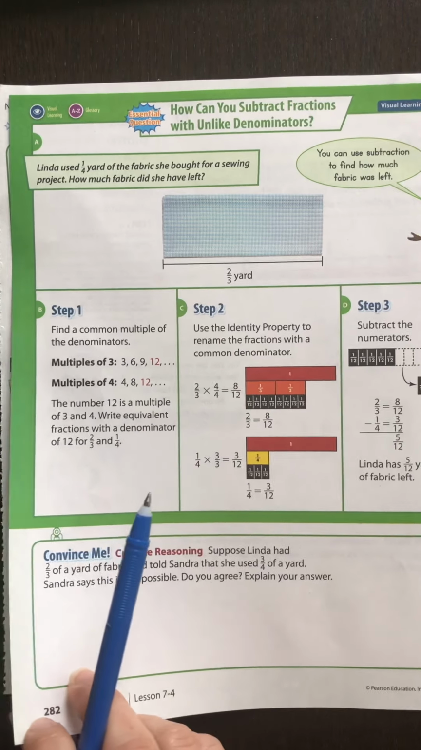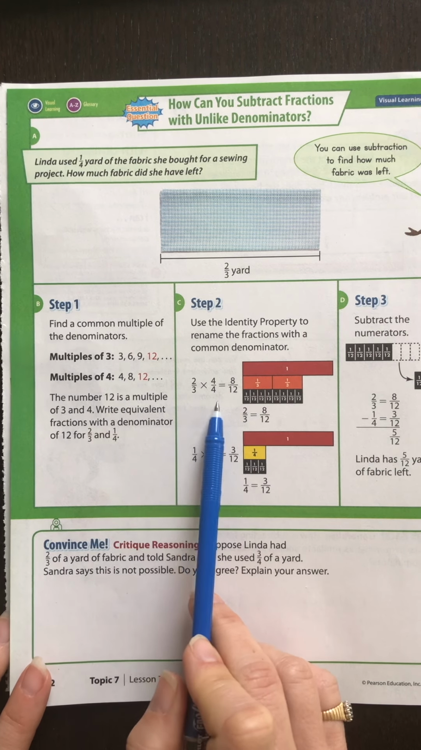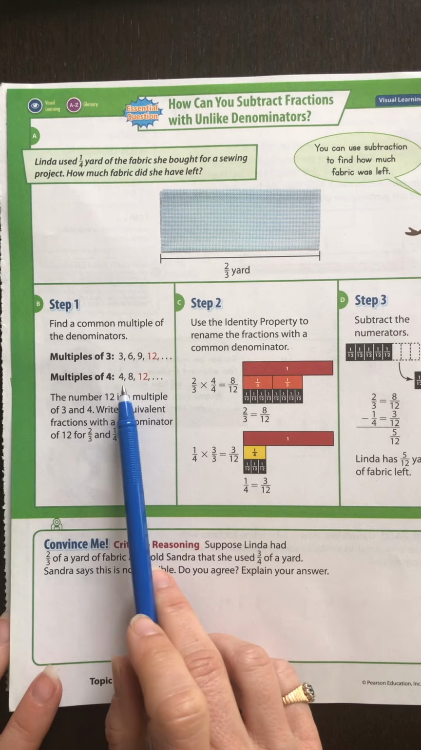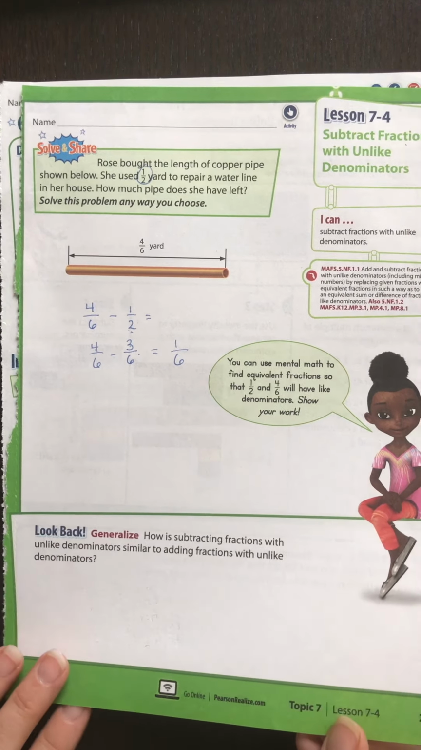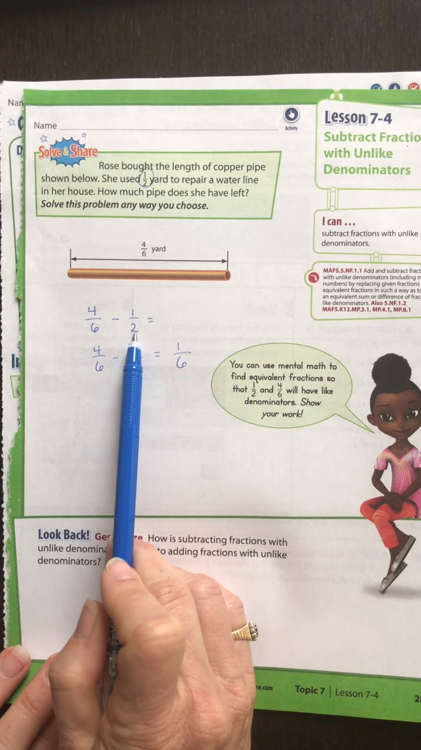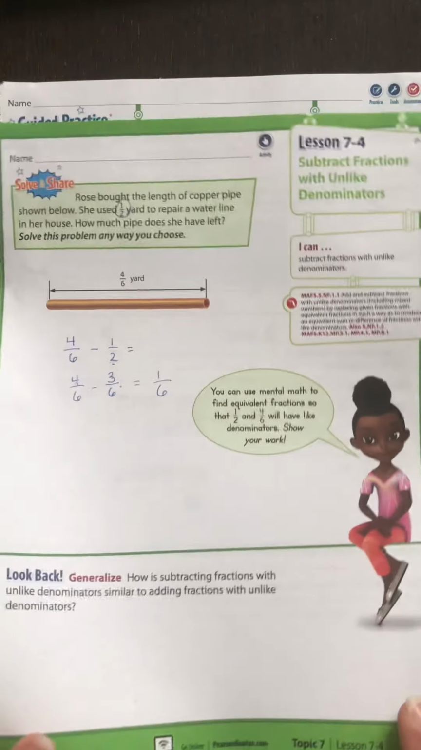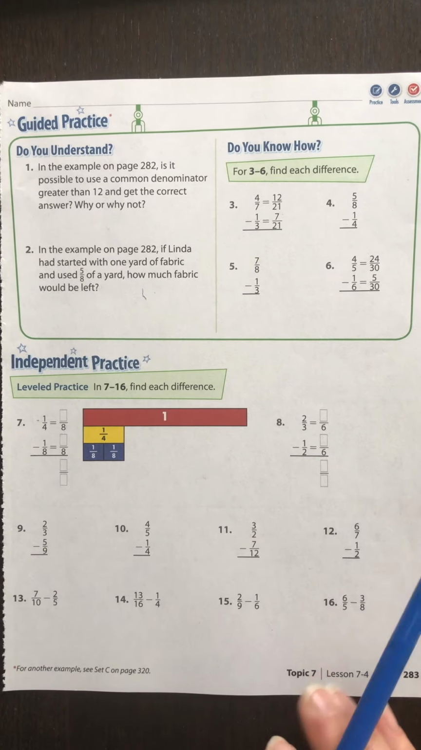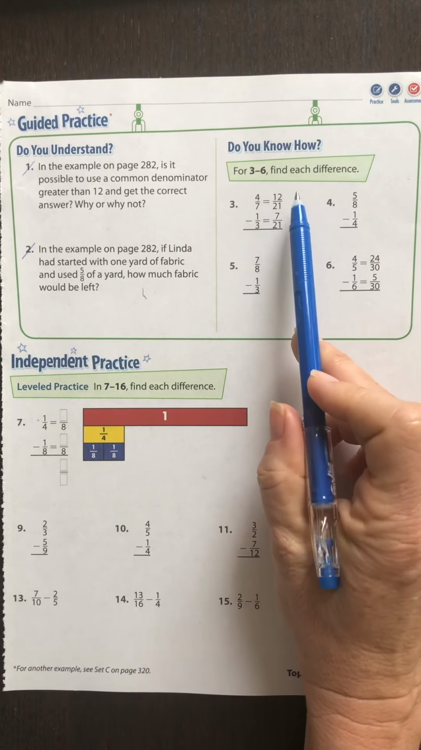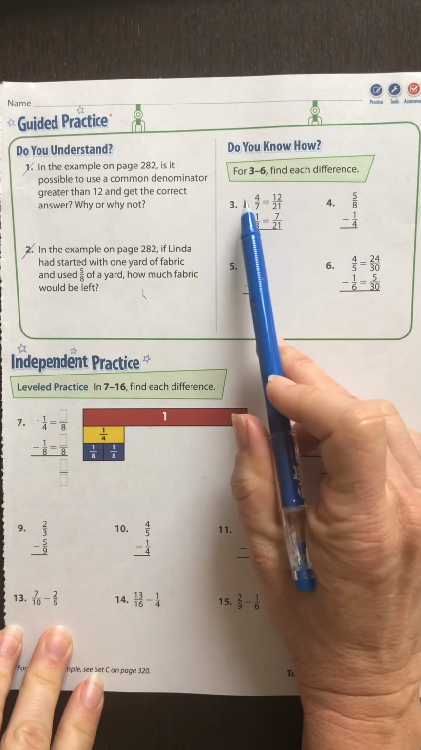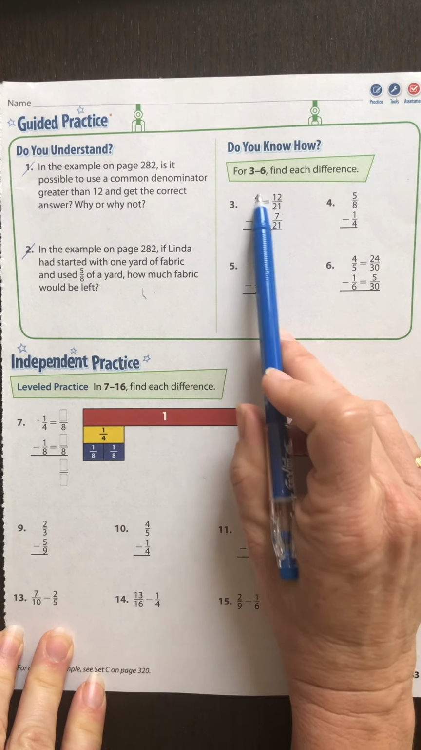All right. This went along with your visual learning video. Finding a common denominator was a little trickier here than in our example, because our example was very similar. We had a multiple. 6 is a multiple of 2, but it's just an easier number to work with. So we're not going to look at do you understand, because that goes with the visual learning example, but we will practice some of these. Do you know how? Find each difference. So number 3 kind of shows us the first step.